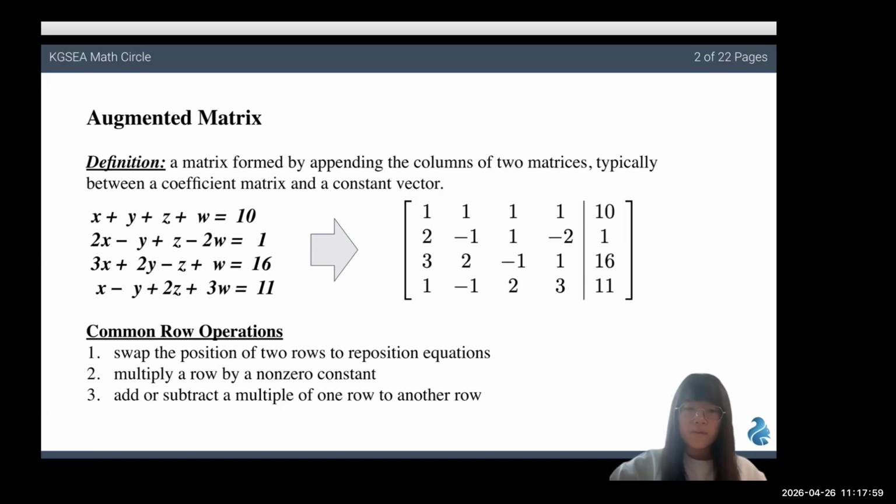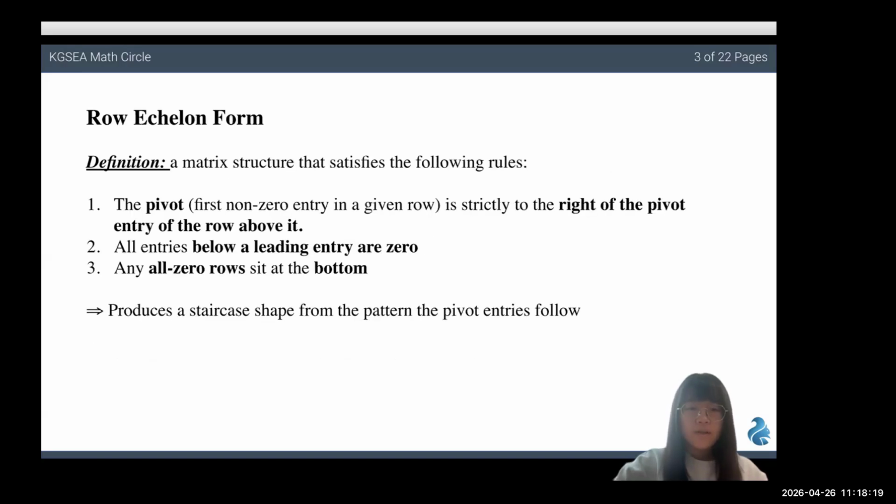And many people might be familiar with these kinds of operations from using the elimination method in the conventional method of solving simultaneous equations. By applying these operations repeatedly, we can gradually transform the augmented matrix into what is called a reduced row echelon form, where we can directly read the solution of the system. Before proceeding to the reduced row echelon form, let's first look at what is called a row echelon form.